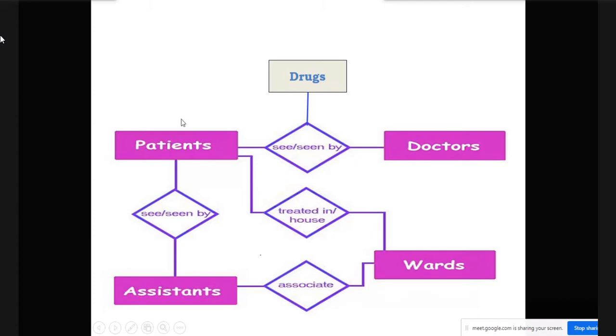Then patients and assistants, that is nurses, or you can say junior doctors are also there. So assistant sees the patient or patient seen by assistant. Wards, again, patients are treated in wards or assistants are associated with the wards. Clear? In this ER diagram, if you have any doubt, please let me know.